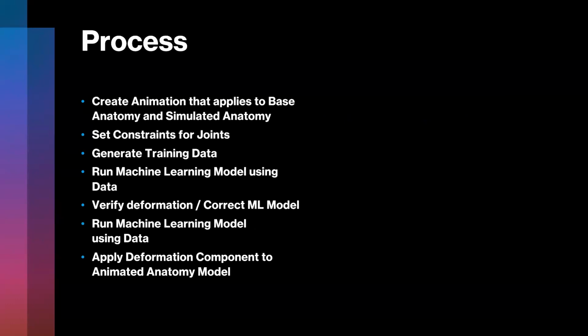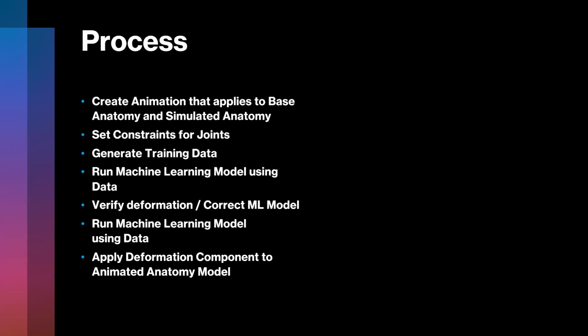Okay, so going back to the process, to detail it a little more, you create an animation that applies to the base anatomy of the simulated anatomy. You set constraints for the joints. Setting constraints for the joints means you have to set the limits of how much the motion is, so the software knows what it's working with, because it's created to train anything, not just human anatomy. It's just to train with anything. So you have to really set the constraints for actual human anatomy. Your elbow is not going to get past a certain rotation. You only have a limited range of motion.